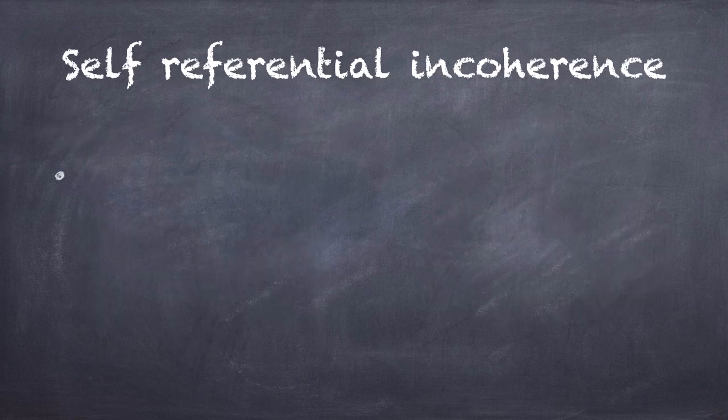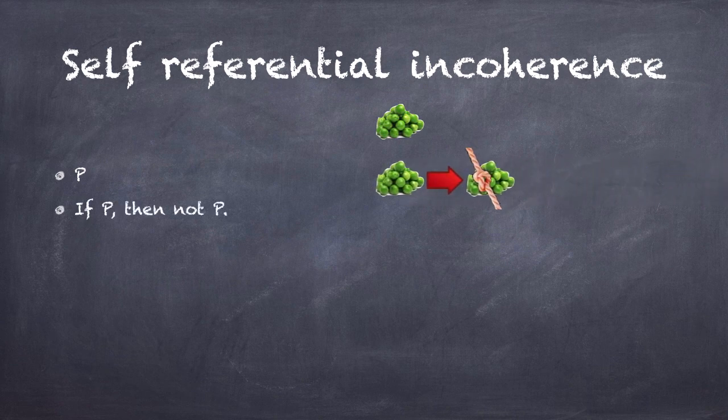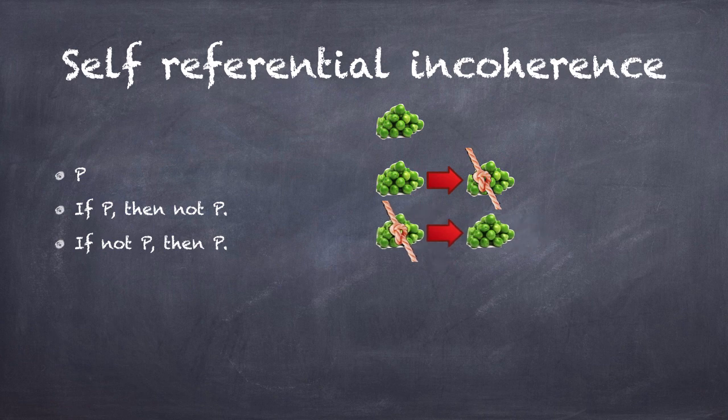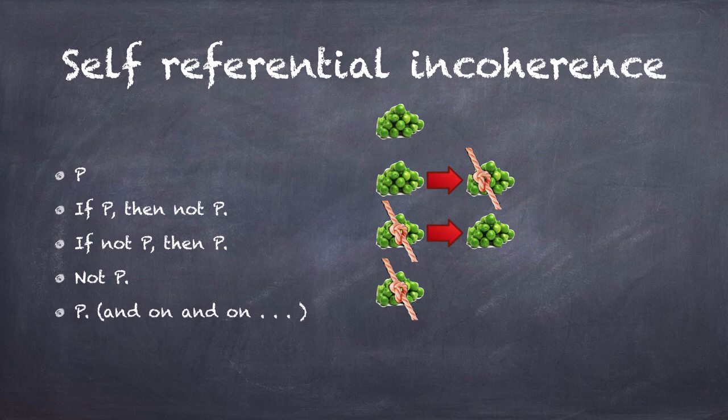Here's the form. We start with the proposition. We have the conditional stating that the proposition is sufficient for its own denial. However, we also have that the denial is sufficient for the original proposition. So we infer the denial. But the denial is sufficient for the original, and on and on.